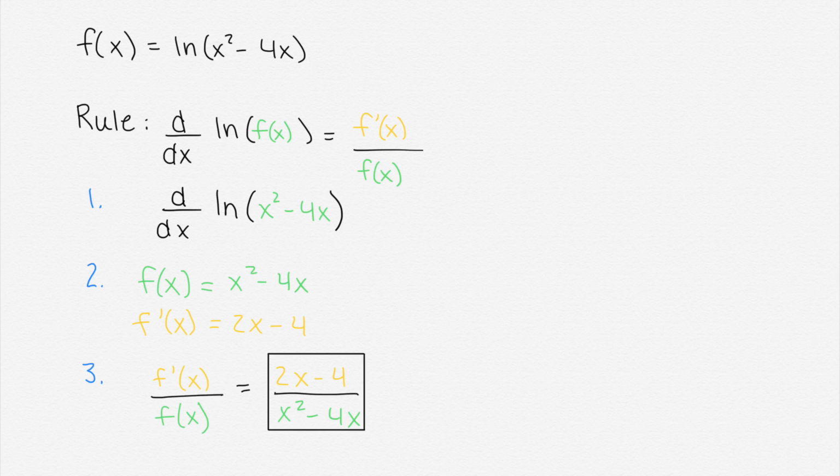The third step is to put those pieces in the order that the rule describes, so the derivative of the inner function divided by the original inner function. And that's all there is to it. We can simplify and clean up the result if we have constants that can be combined or distributed, but there's nothing here to clean up, so we're done.